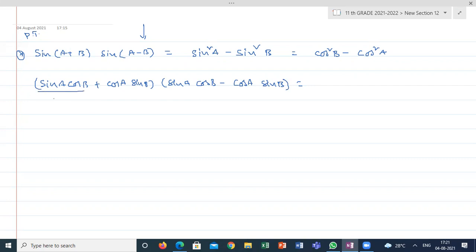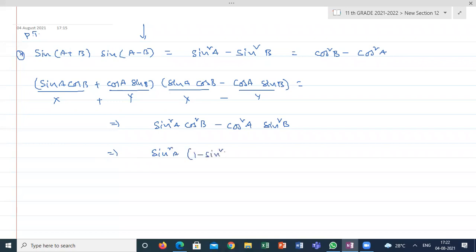If I am considering this is x, this is y, and this is x, this is y, this is looking like x plus y into x minus y. So I can write it as x square minus y square. So sin square a cos square b minus cos square a sin square b. If I want everything in sines, this can be written as sin square a into 1 minus sin square b, minus 1 minus sin square a into sin square b.